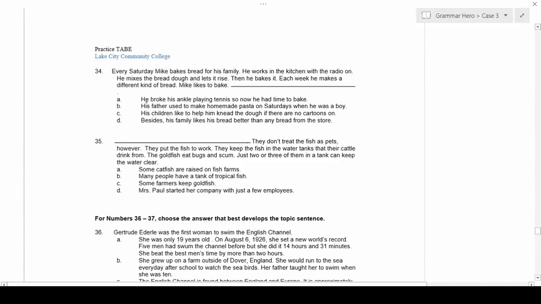He broke his ankle playing tennis. Unrelated. His father used to bake. Again, this is about Mike and his family. Not necessarily his father when Mike was a boy. His children like to help him. We're not really talking about the children, so we go with D. Besides, his family likes to eat his bread better than any bread from the store. Okay?